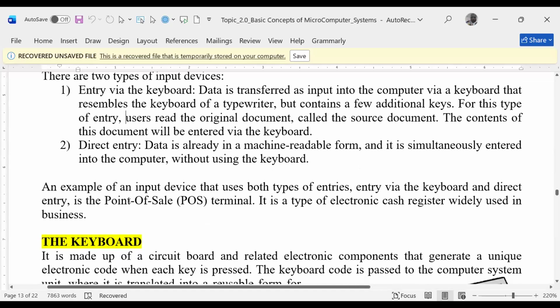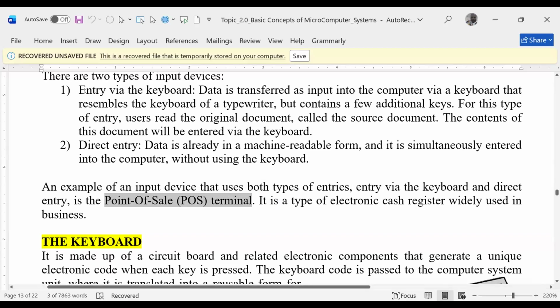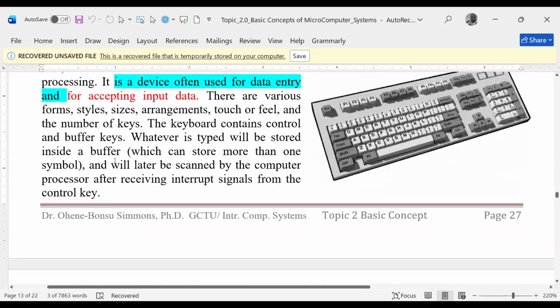An example of a system that uses both direct and indirect entry is point of sale. When you go to the supermarket, you want to buy something. They will scan it to bring the item description and unit cost. Then somebody will type the quantity you want. That quantity entry is called indirect. And to bring the item details, that one is called direct entry. So point of sale is an example of this combination.